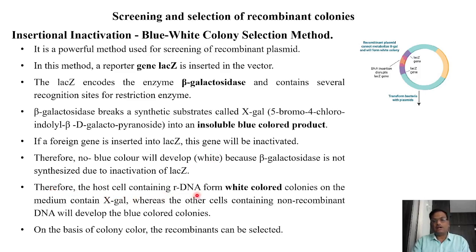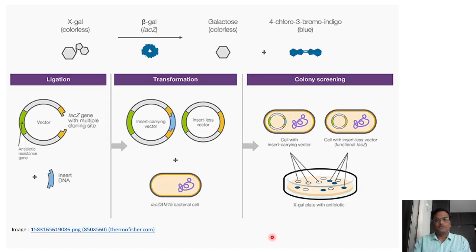Therefore, the host cell containing rDNA forms white colored colonies on the medium containing X-gal, whereas the other cells containing non-recombinant DNA will develop blue colored colonies. On the basis of colony color, the recombinants can be selected. Through this picture, let us understand it more clearly.